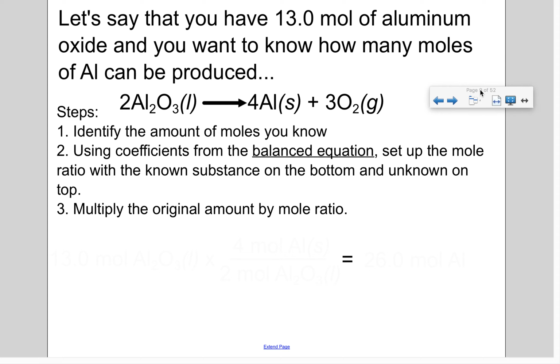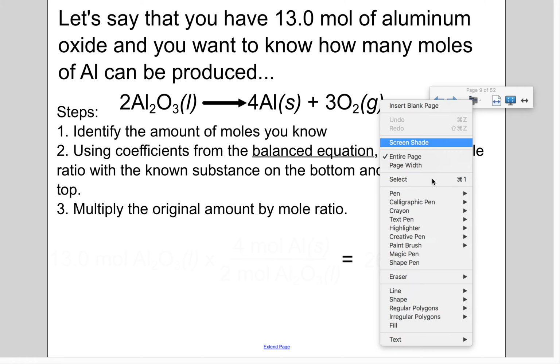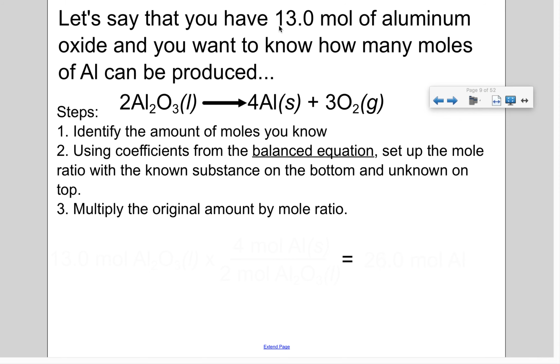Now let's say that I have 13 moles of aluminum oxide and I want to know how many aluminums I can make. It's so weird saying aluminums, aluminum ions, no, aluminum atoms, I don't know, whatever. So there are some steps. First off, identify the amount of moles that you know. So in this case, I know I have 13 moles of aluminum oxide. Using coefficients from the balanced equation, set up the mole ratio with the known substance on the bottom and the unknown on top.